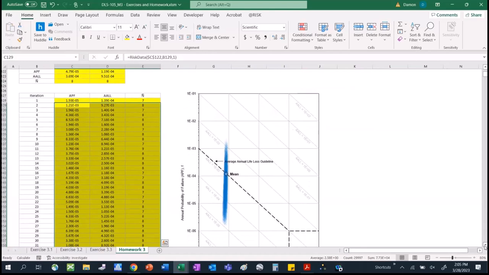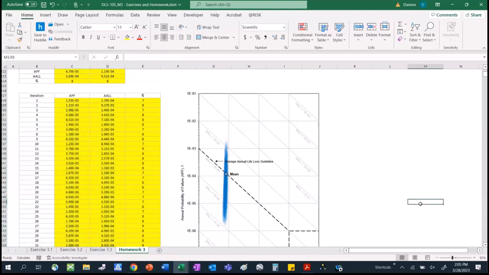So your cloud of uncertainty should range from a little bit greater than 10 to the minus 3 to a little bit higher than 1 times 10 to the minus 6. And in this instance, our mean estimate is going to fall pretty much right on that average annual life loss guideline. One thing that we like to do is plot things semi-transparently to try to get a sense of where the majority of the points are visually. You can very faintly see that the maximum we got for an APF was 2.24 times 10 to the minus 3.